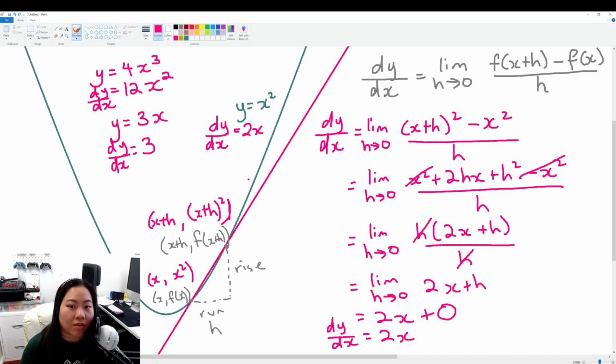This is only half of calculus. The other half is integration, which is to find the area underneath a graph. But I'll do that in the next video.